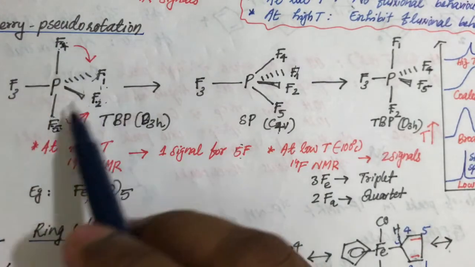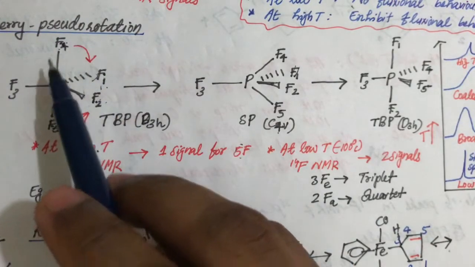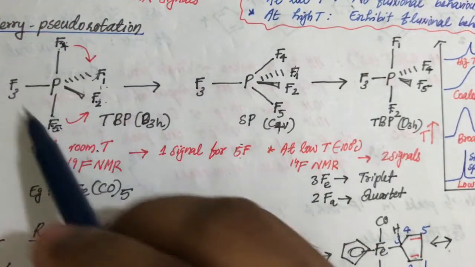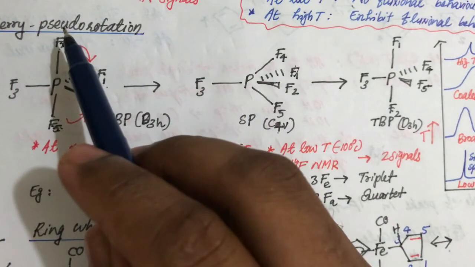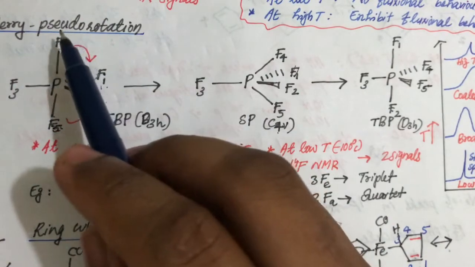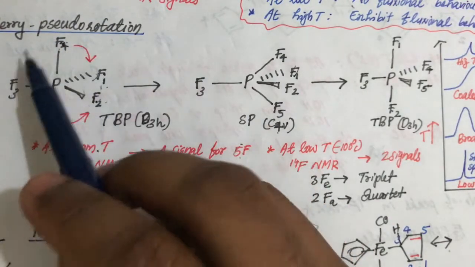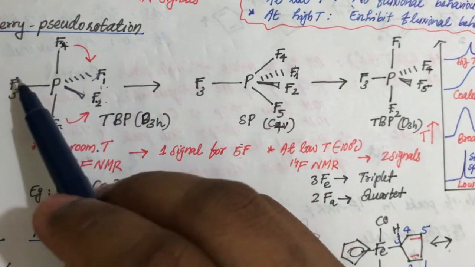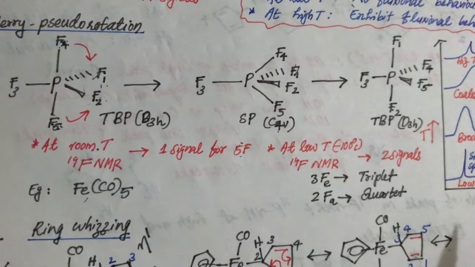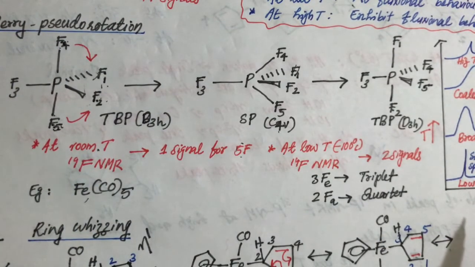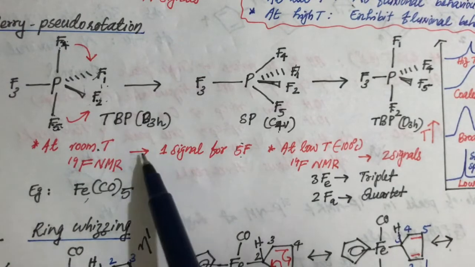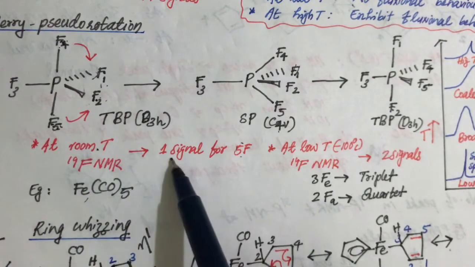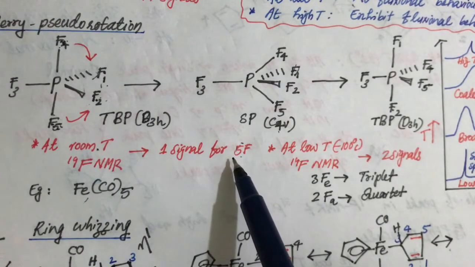We know that at a high temperature fluxional behavior takes place, that is, Berry pseudo-rotation takes place. The axial and equatorial bonds undergo rapid exchange, that is, all the 5 fluorines seem to be in the same chemical environment, so all the 5 fluorines give you one signal. So at a high temperature this PF5 molecule gives you a single signal.